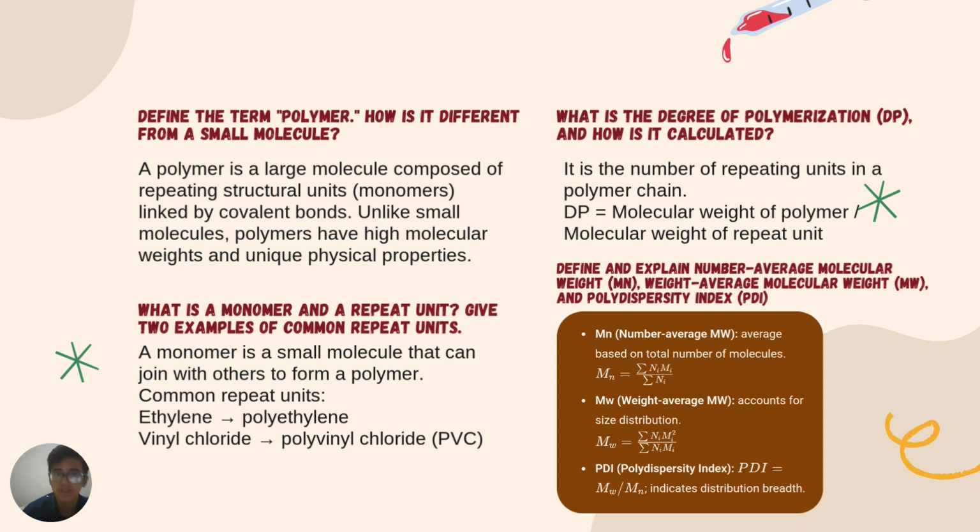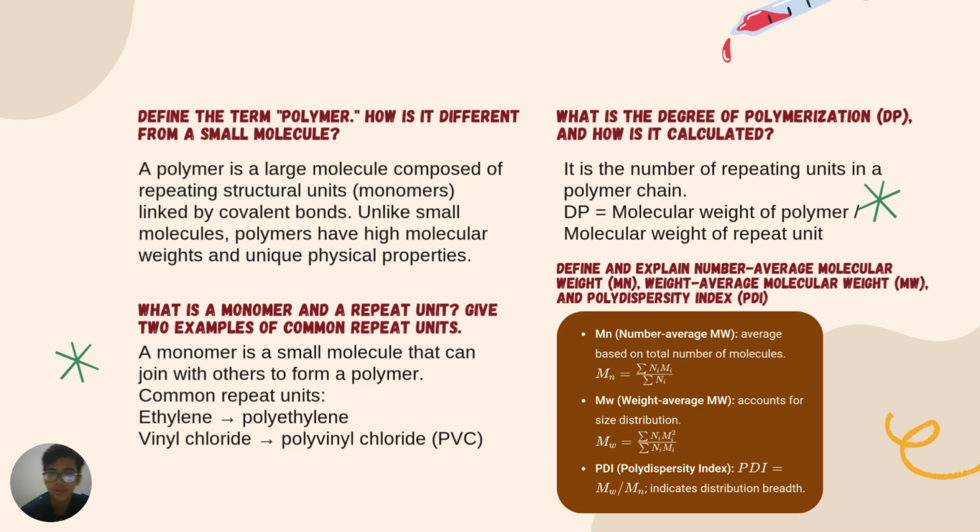For the second question: what is a monomer? We mentioned monomers, and what is a repeat unit? And give two examples, of course, of these common repeat units. A monomer is a small molecule that can join with others to form a polymer, which we mentioned. And what is a repeat unit? The common ones are ethylene, with ethylene becoming polyethylene, and vinyl chloride becoming polyvinyl chloride. So you see how there's going to be a difference when it transforms into the poly version.